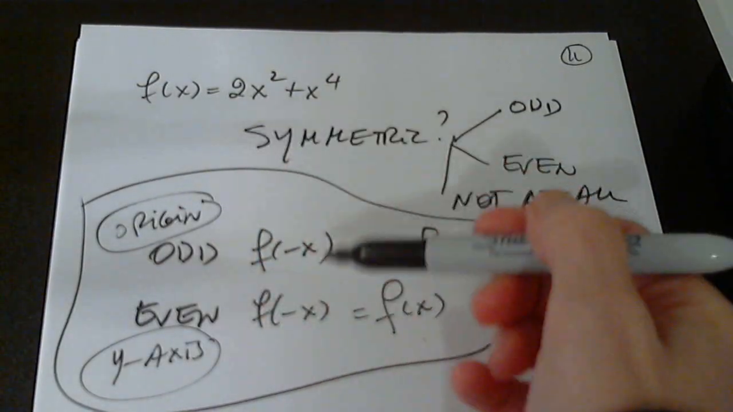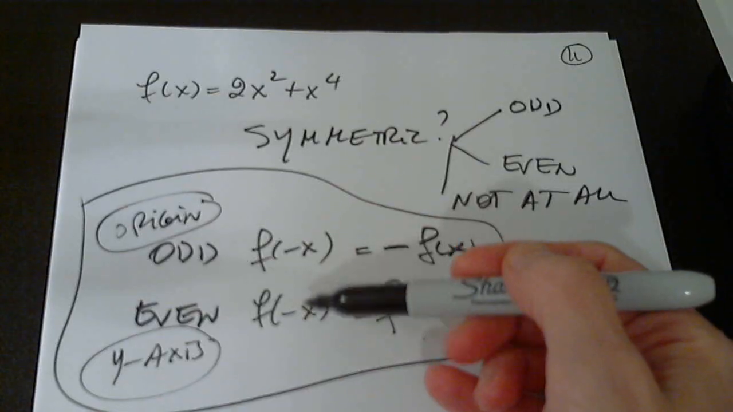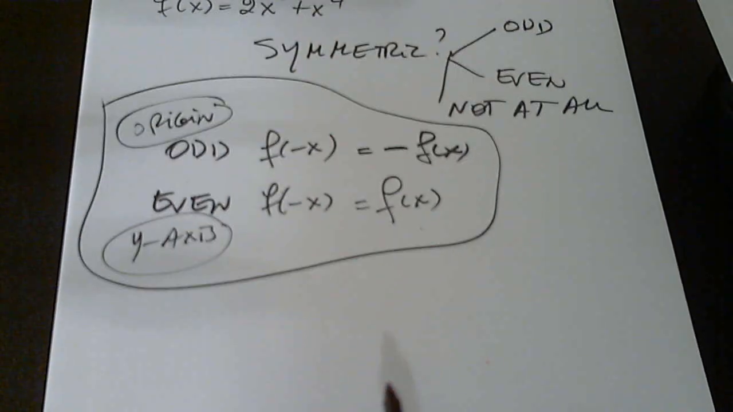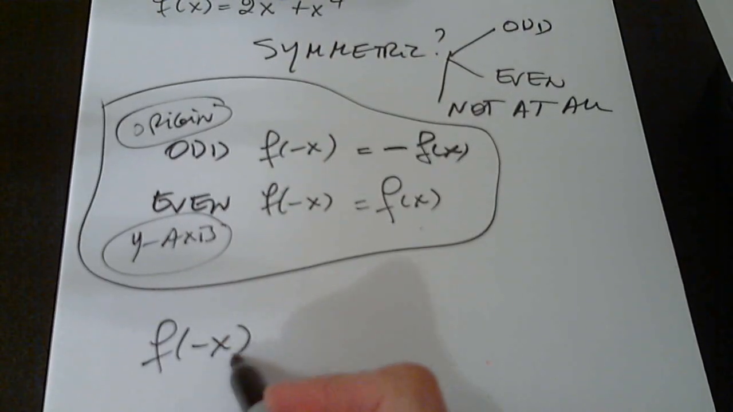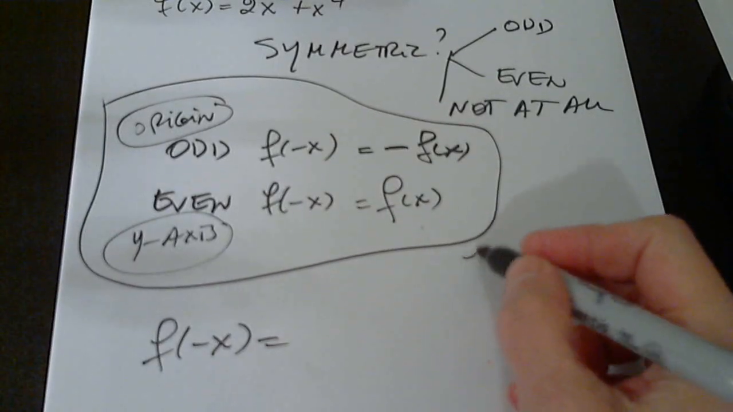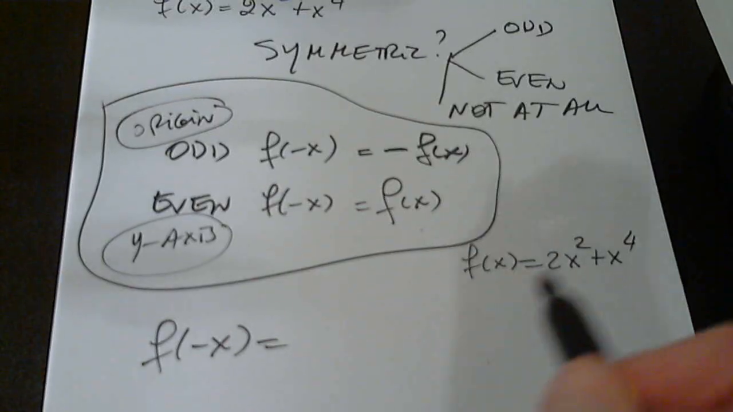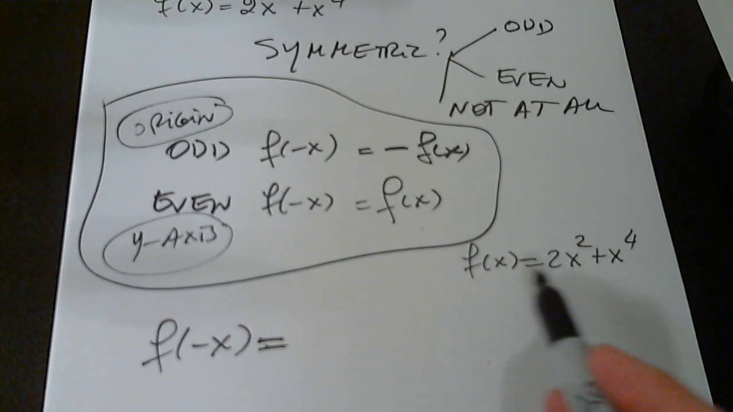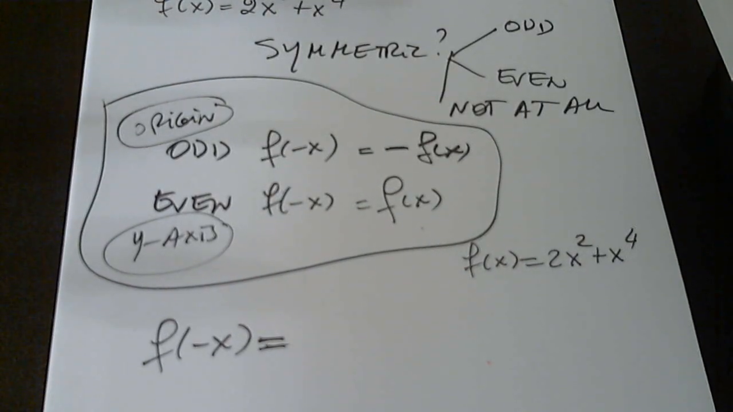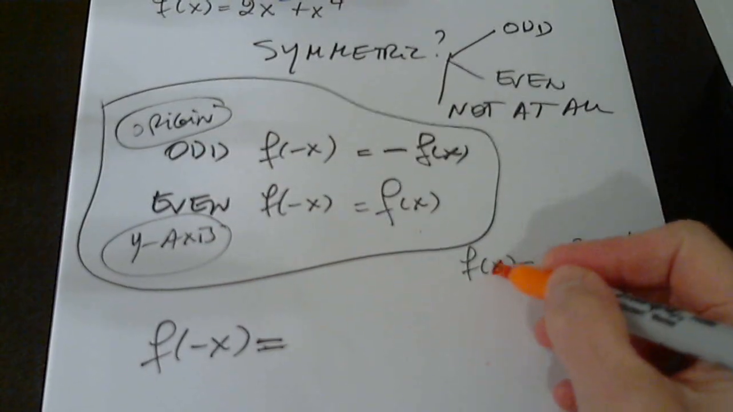So I'm given this function, and I have to determine f of negative x no matter what. Let me write the function here again: f of x equals 2x squared plus x to the 4th. Can anyone tell us how we get f of negative x? It's the same thing we did before. What is this function telling us?